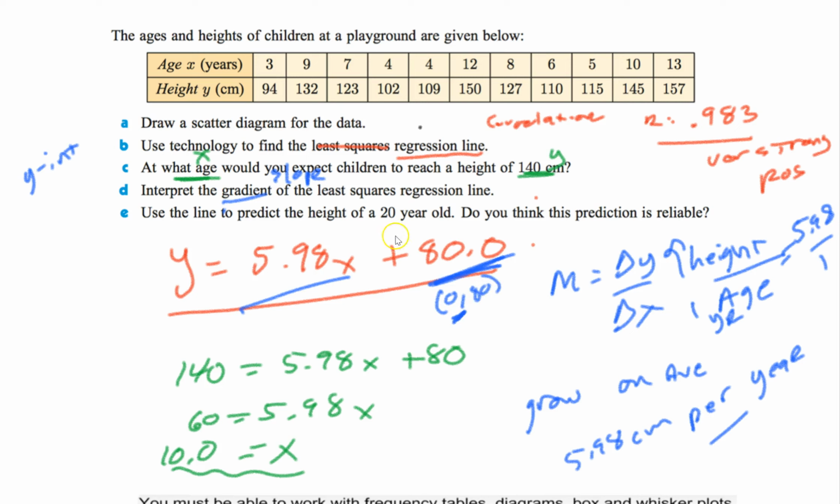Use a line to predict the height of a 20-year-old. Do you think this prediction is reliable? Right, so if you want to predict the height of a 20-year-old, you just plug it in. So it's going to be y equals 5.98 times 20 plus 80.